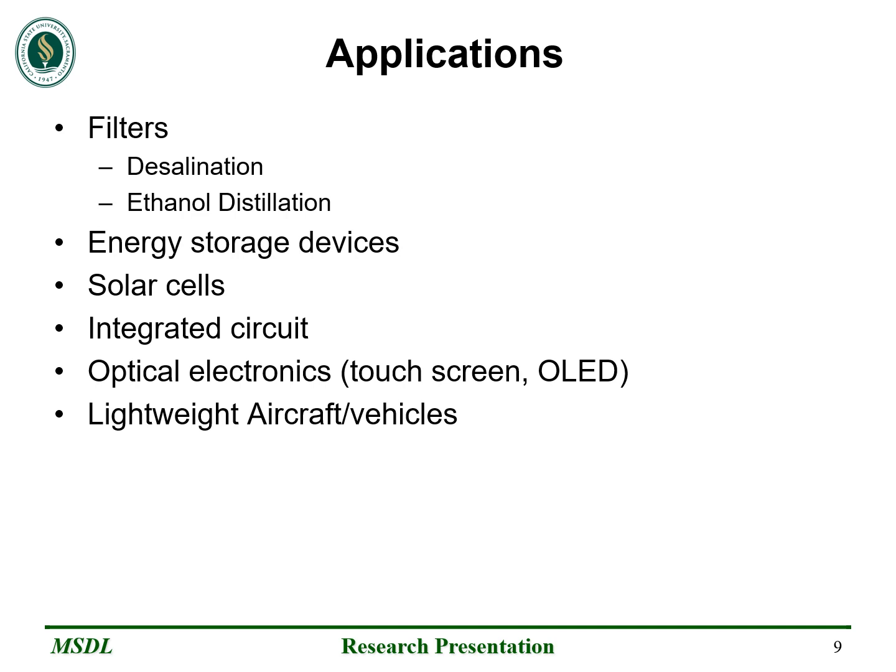Due to its high carrier mobility, it can be used in integrated circuits. Graphene is used in optoelectronic devices such as touchscreen smartphones and organic LEDs.